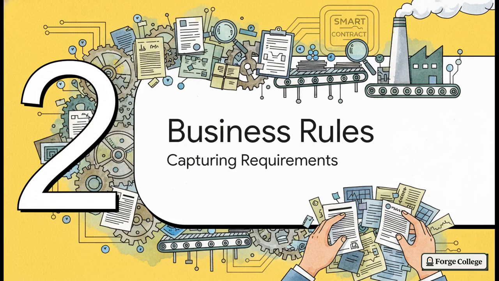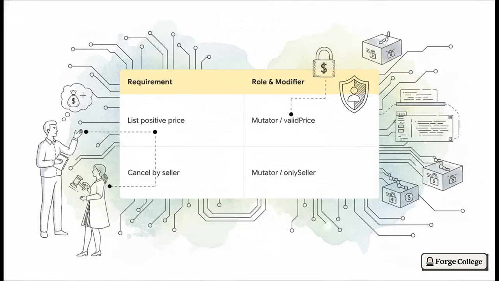All right, moving to Section 2, capturing your business rules. Before we even think about writing functions, we absolutely need our raw materials. Like, what does our product actually do? Abstract product requirements need to map directly onto explicit function signatures and modifiers. Take the business rule, list item with positive price, for example. That translates seamlessly into a mutator function guarded by a valid price modifier. Or, say, cancel listing by seller. That becomes a mutator guarded by an only seller modifier. We are literally translating fuzzy human logic into unbending, mathematically verifiable blockchain constraints.